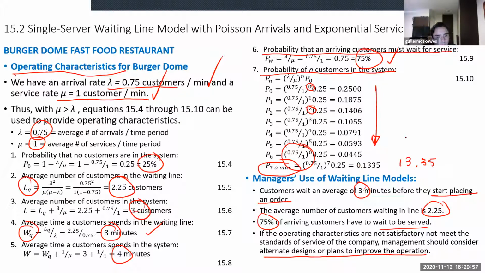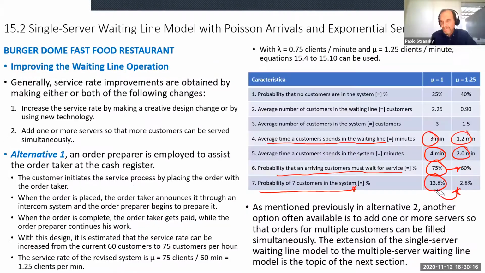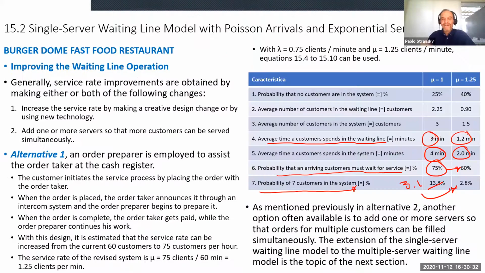0.03371. So this one, it's 0.0, again, 0, 3, 3, 3, 1. So it's 3.3%. Yes, I remember seeing that one. So this one really reduced from 3.3 to 2.8. Yes, that's wrong, and the book is like that. I remember seeing that one also and I thought I corrected. Okay, sorry.